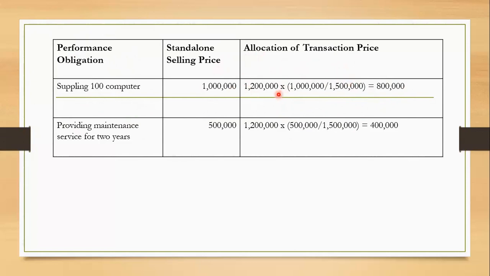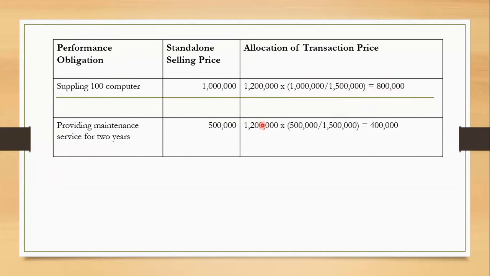1.2 million is the transaction price. It is multiplied by the proportion applicable to each performance obligation under the contract. So based on our computation, the transaction price allocated to the 100 computers is 800,000.